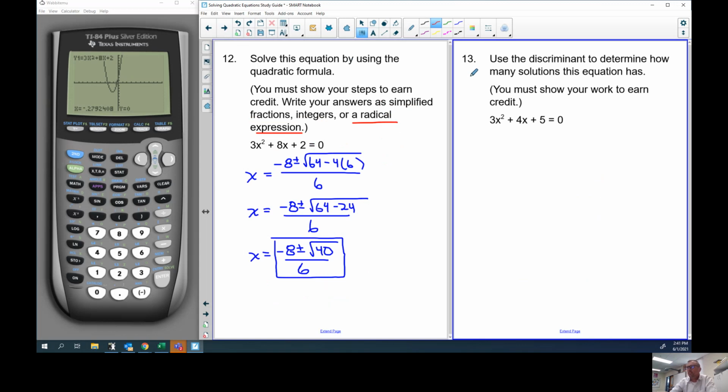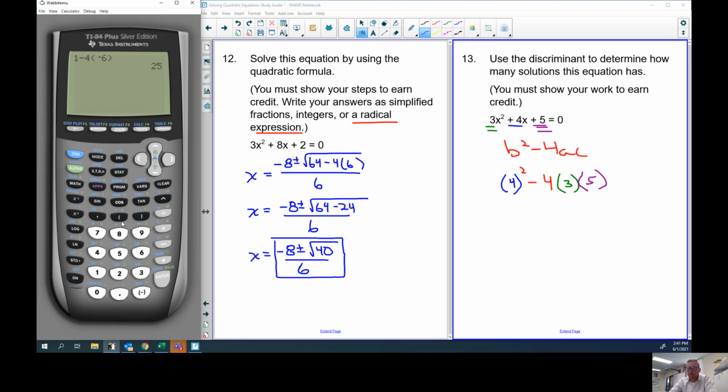Use the discriminant to determine how many solutions the equation has. Well, the discriminant, b squared minus 4ac. Okay, so b is 4, so we're going to do 4 squared minus 4 times a, which is 3, times c, which is 5. All right, we've done enough mental math. Let's use the calculator a little bit here. 4 squared minus 4 times 3 times 5. So that's negative 44.